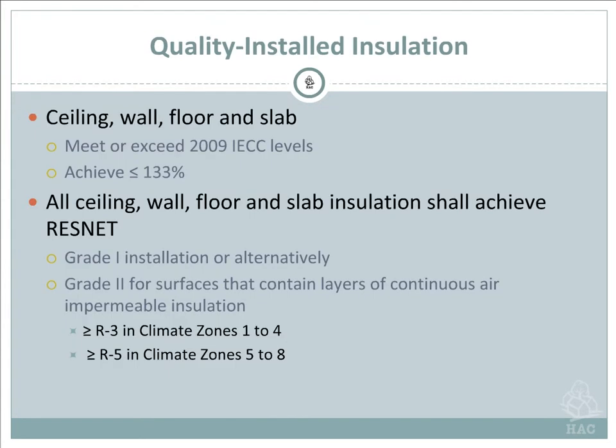Again, ceilings, walls, floors, and slabs must all meet or exceed the IECC levels. I kind of glanced at the 2012 IECC levels. There's not much change in there as far as insulation. It talks about the corners again and those types of things. But again, you want to achieve that greater than or equal to 133%.